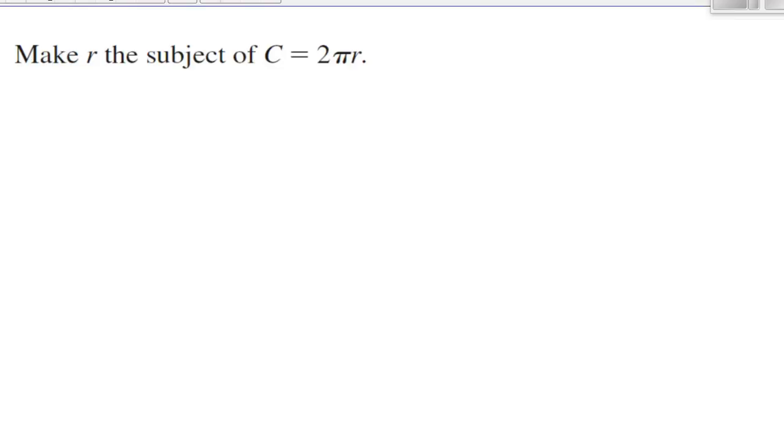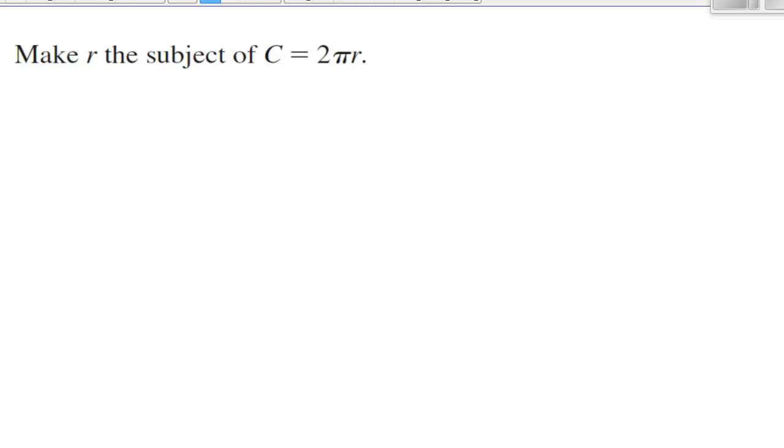Now here is an example. Make R the subject of this formula. Previously we had used a method that most of you enjoyed using, the onion skin method, and I'm going to use it here to help you understand the process of making whatever variable that you want to make the subject.